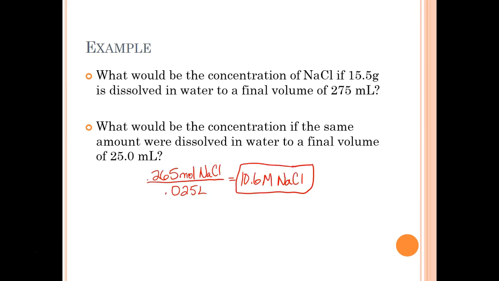Okay, so hopefully you figured out that you take the moles, 0.265 moles that we found in the previous problem, and just divide it by the new volume, 0.025 liters. And you see the concentration has jumped to 10.6 molar NaCl, which kind of leads us to the first thing. If you have less volume and the same amount dissolved, you're going to have a much greater concentration.